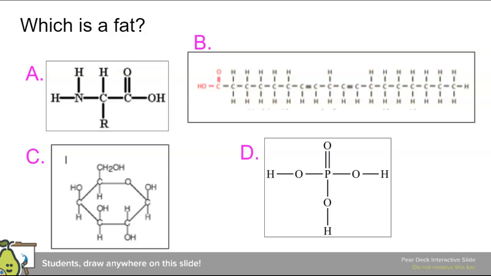All right, let's take a look at these pictures. Which of these pictures represents a fat? Remember, fats have C's, H's, and O's, and they typically look like a long chain or a letter E. Basically, they don't have a hexagon.